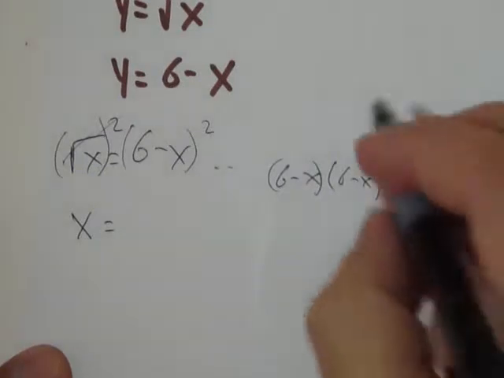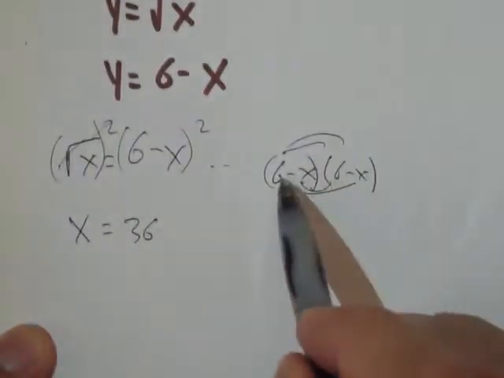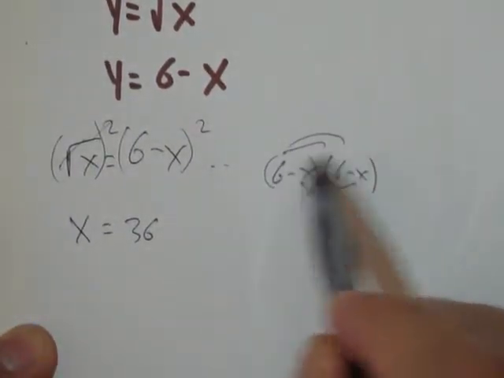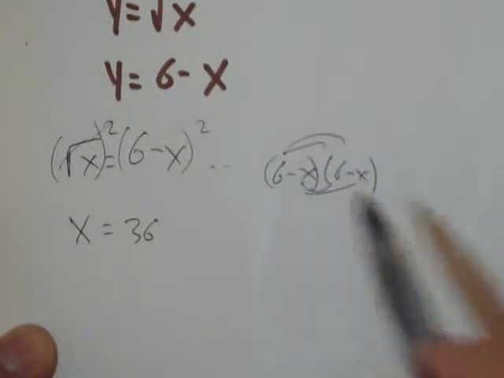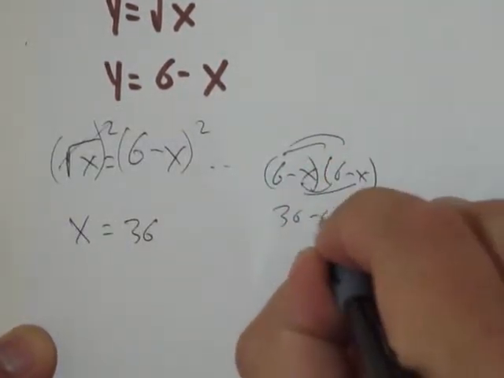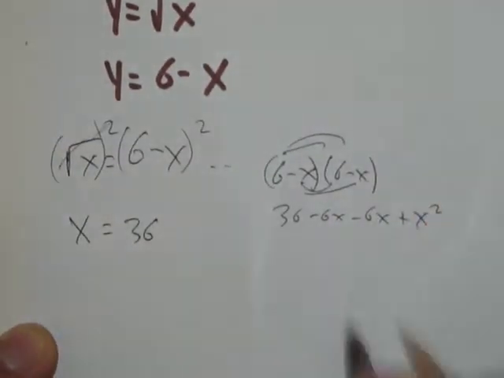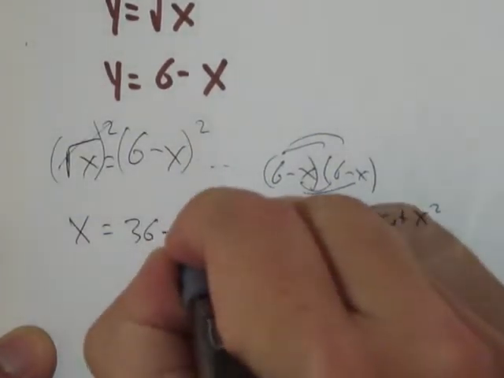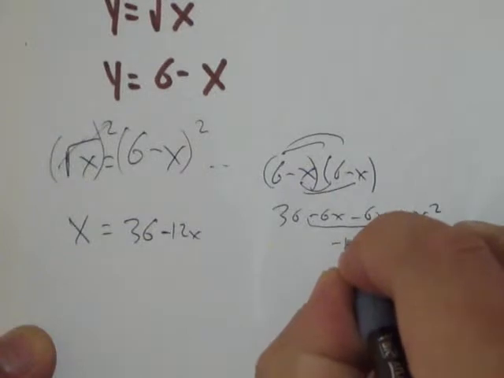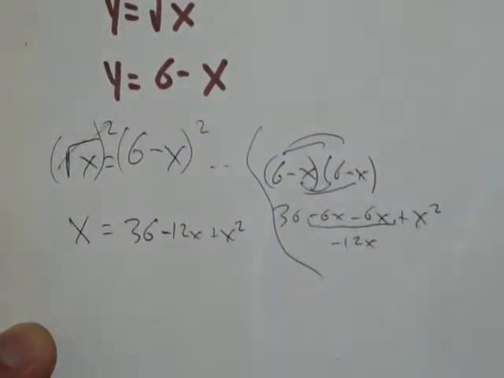Now we get to FOIL this out, so here, here, here, and here. We get 36, then 6 times negative x, and then negative x times 6. We get 36 minus 6x minus 6x plus x squared. We can combine the like terms in the middle, so we get minus 12x, and then the plus x squared. So that's what ends up happening right there.